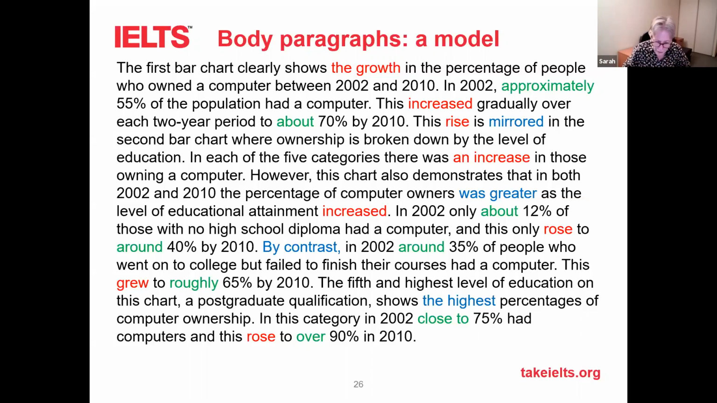So the information in red is, again, what is that in the chat box, please? What have I put in red? Yes, the changes, again, the standard vocabulary, growth, increase, rise, rose, grew, etc. Yep, absolutely. And in green?